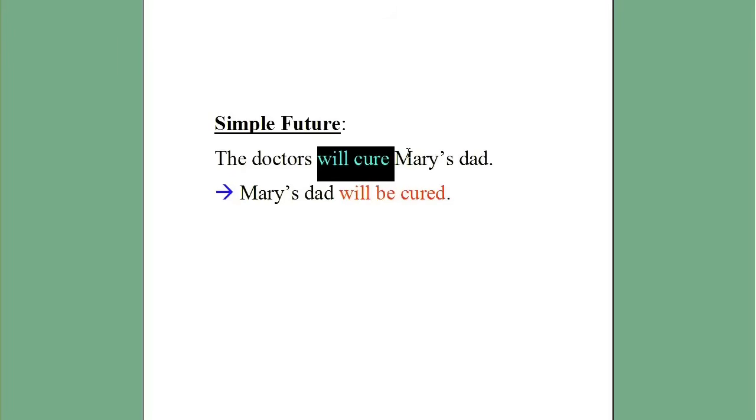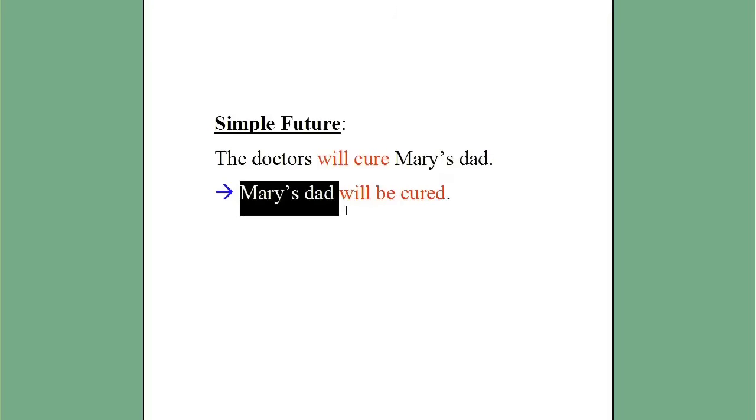The important thing here is that Mary's dad is going to be all right. Obviously, doctors are going to cure him. So we take the object, Mary's dad, and we make it a subject, Mary's dad. The verb to be in simple future is going to be will be. Will be what? The third participle of the main verb. Will be cured by doctors. We can omit that because it is obvious, okay? So, Mary's dad will be cured.